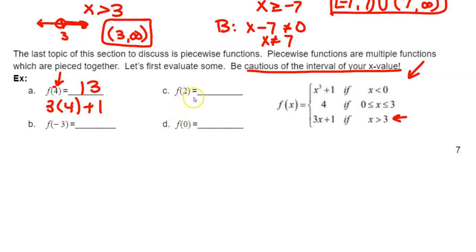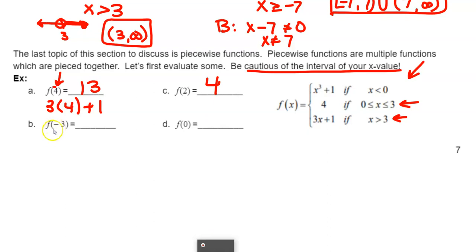If I move across here to f of 2, is it less than 0, between 0 and 3, or greater than 3? Well, 2 has to be between 0 and 3. Therefore, I need to evaluate this function. Well, notice that is what we referred to as a constant function out of section 1.1. Therefore, no matter what x value I have, my y value or my output will always equal 1.